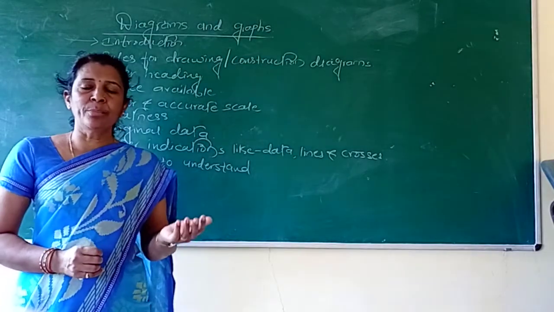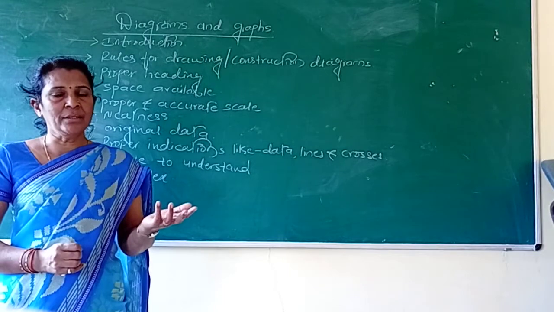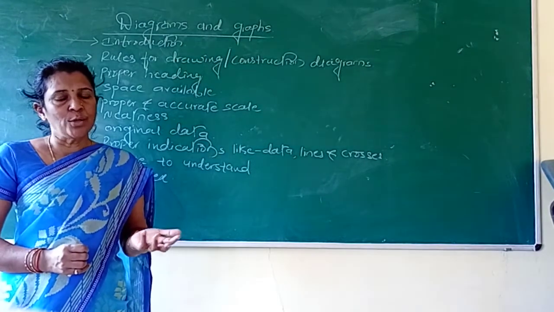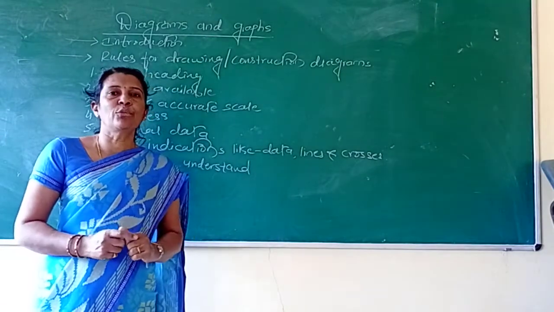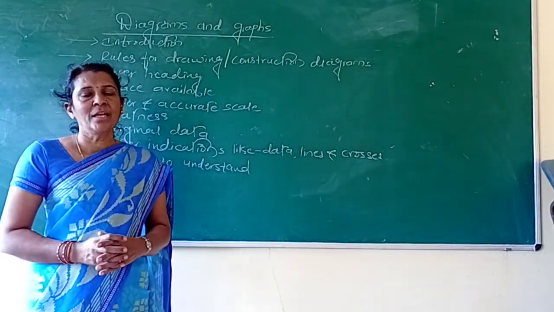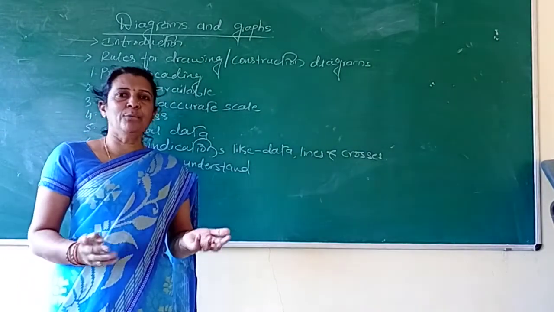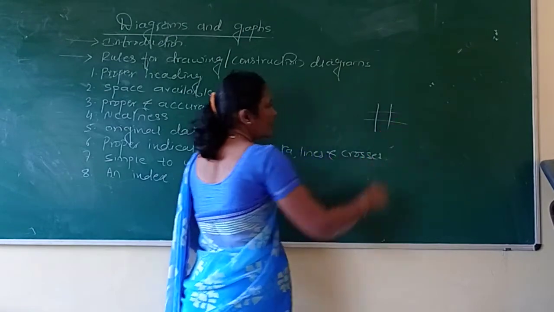Presentation, we have seen in the previous chapter, can be done in different ways, for example tabulation. So that collected data can be presented in the form of a table. Here tabulation is presenting the data in form of rows and columns.